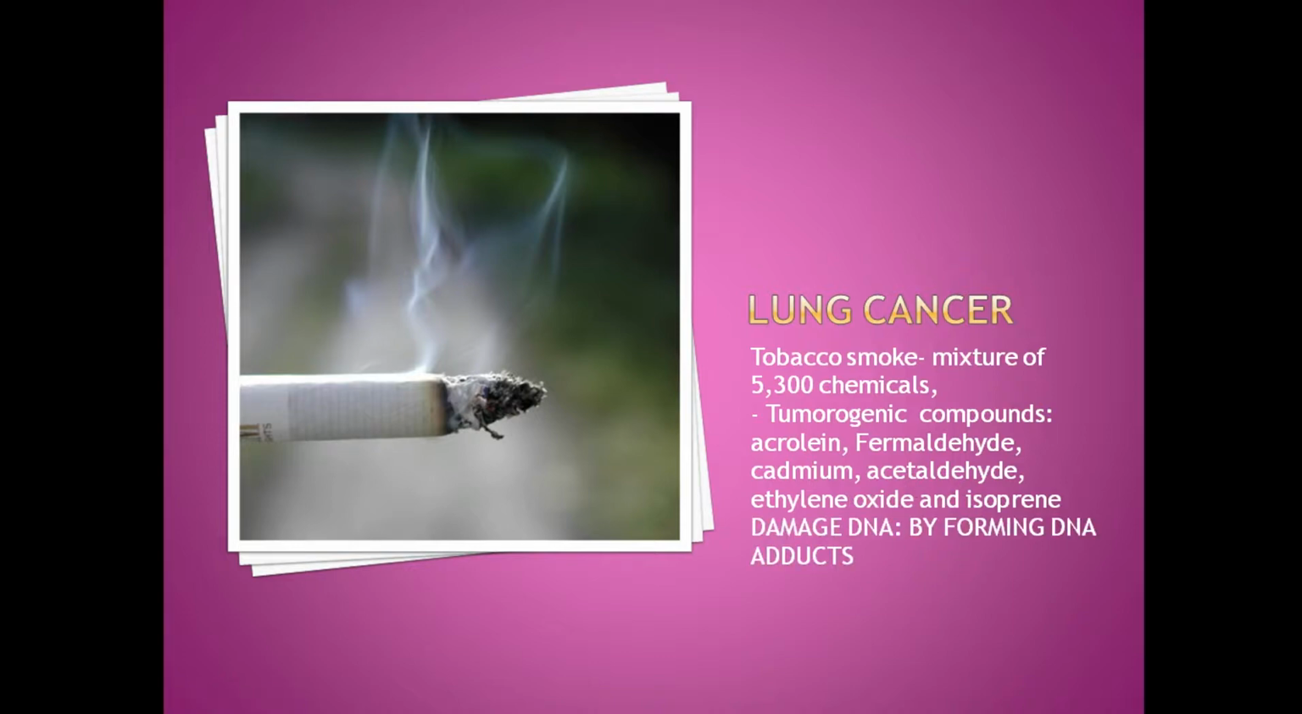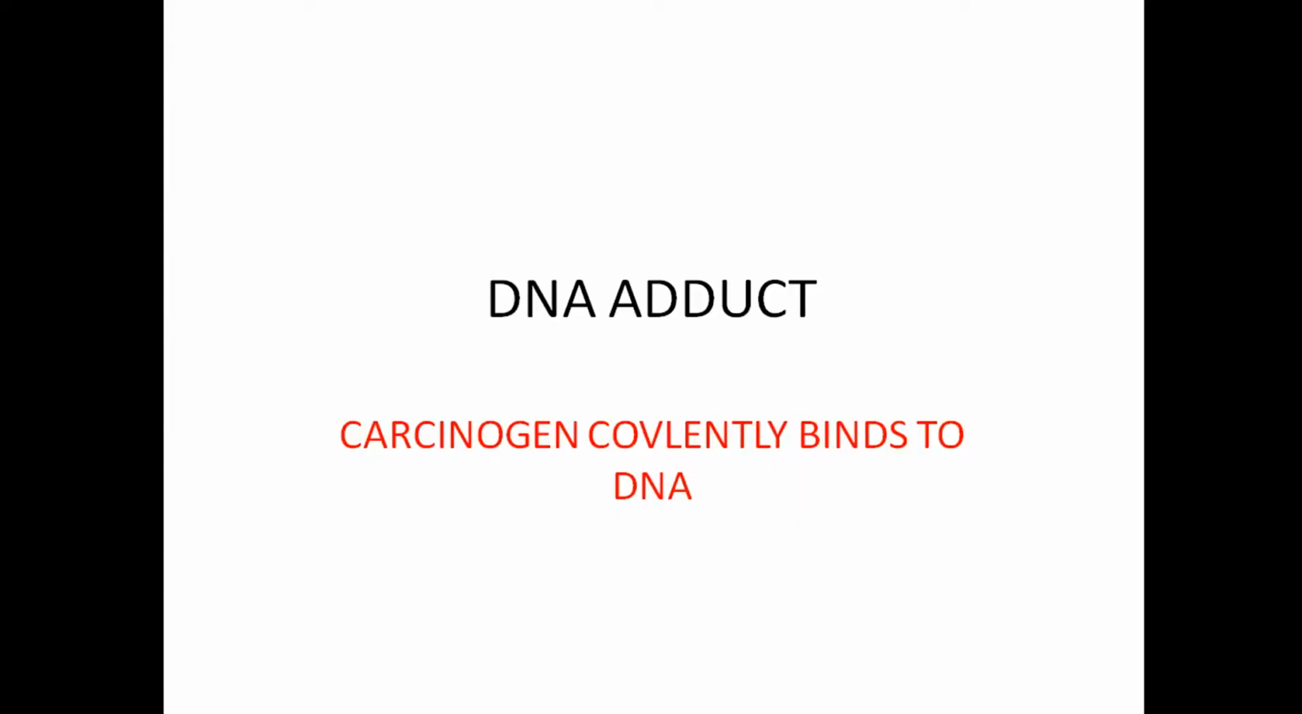Now what do these chemicals do? How do they damage the DNA? They damage the DNA by forming DNA adducts. So what are DNA adducts? We'll study DNA adducts by seeing a small animation. Now see, a DNA adduct is formed when a carcinogen covalently binds to the DNA. So this is the DNA and this is the carcinogen. It's going and covalently binding to the DNA. That is when DNA adducts are formed.